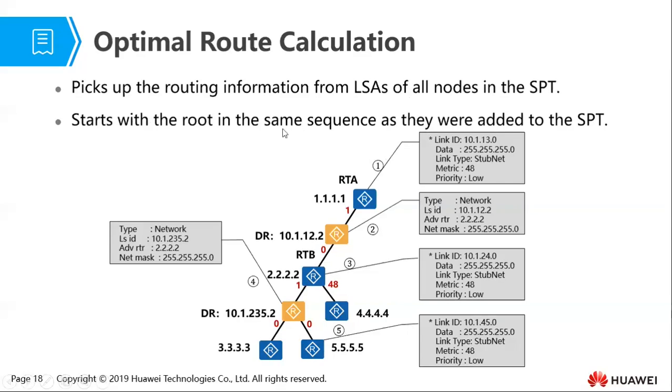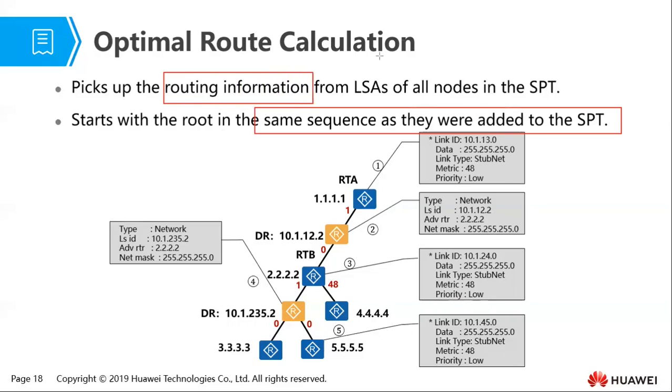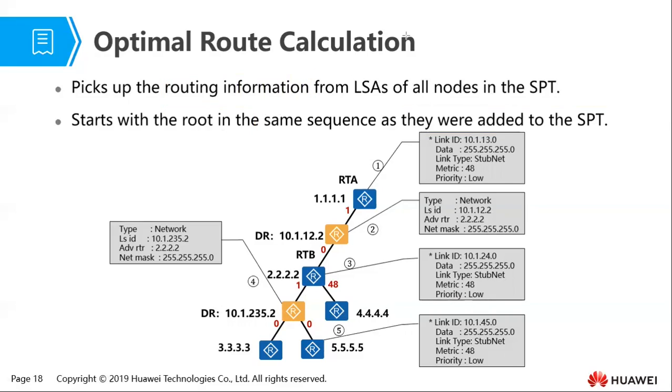You start with the route in the same sequence as they were added to the SPT. This one is important: in the same sequence as they were added to the SPT. So you go to this one, then to this one, then you come back to 4. You pick any routing information from each one of them. That routing information is what is going to be installed on the routing table.